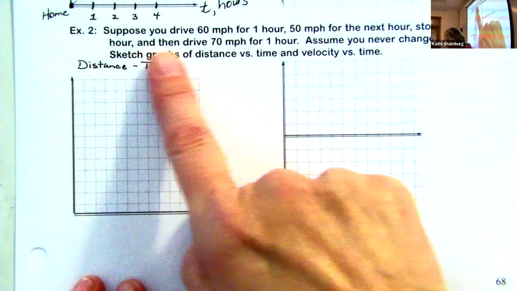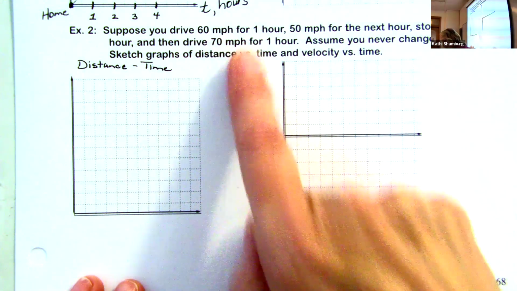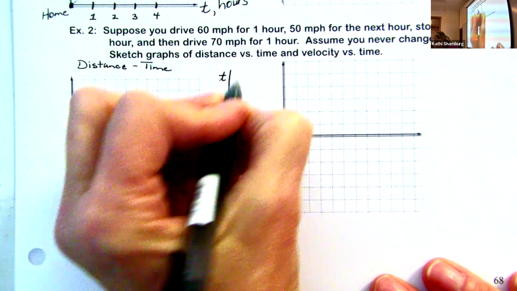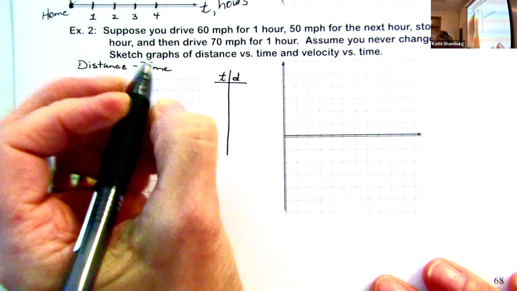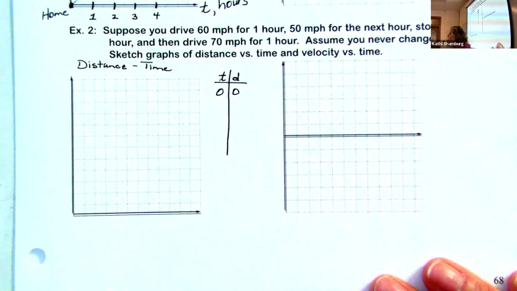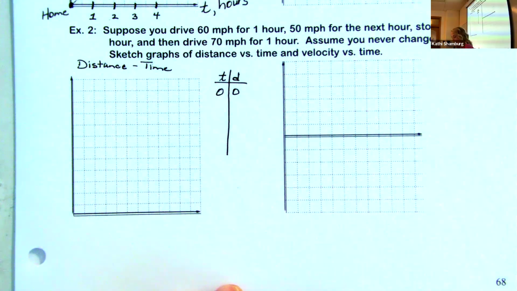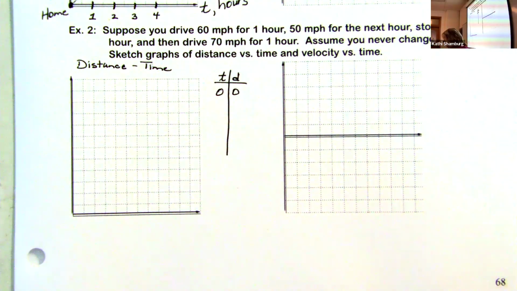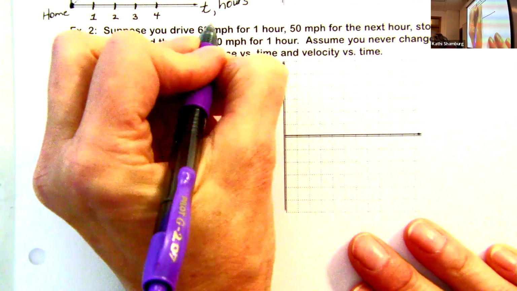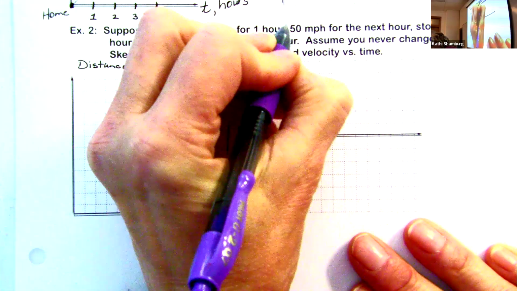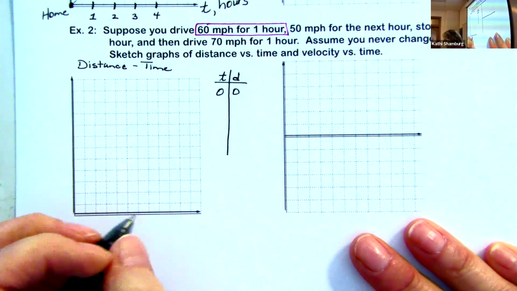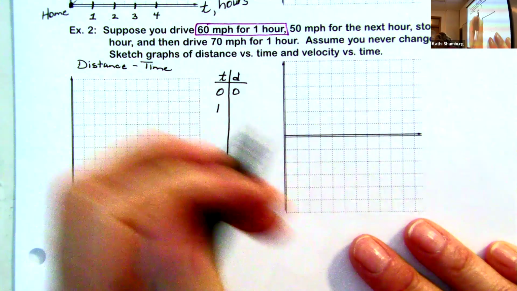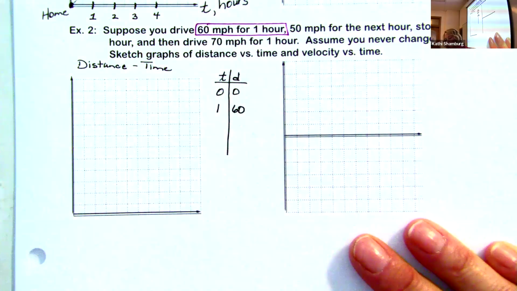Okay, suppose you drive 60 miles per hour for 1 hour. To me, it's easiest to figure out my ordered pairs. And always when I get in the car, no time has passed, I haven't gone anywhere. All right, so 60 miles per hour for 1 hour. So I've driven 1 hour, how far have I gone? 60 miles.